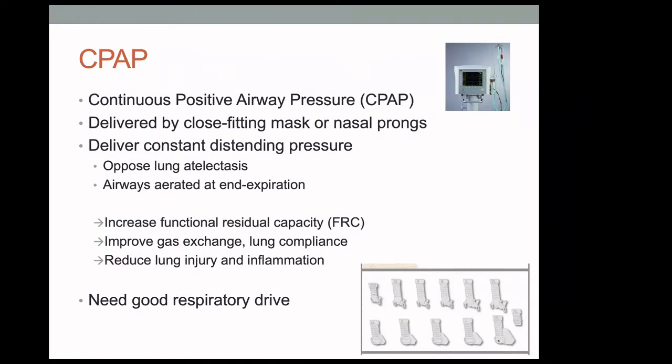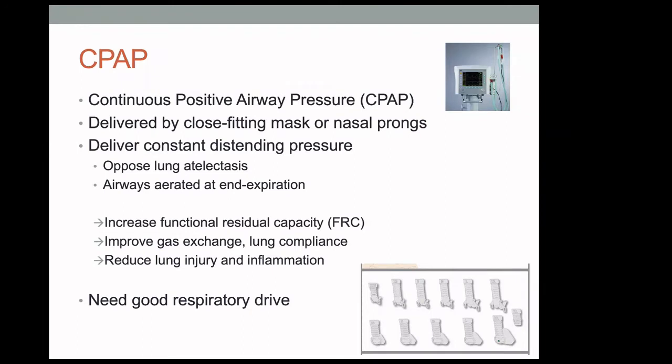So CPAP, you've got a picture of the SOFI ventilator there, but CPAP basically stands for continuous positive airway pressure, and it's usually delivered by a close-fitting mask or nasal prongs, and you usually cycle between a mask and nasal prongs to prevent injury to the area. So basically with CPAP, you're delivering a constant distending pressure. The aim of this is mainly to prevent lung atelectasis or collapse. And the airways are basically held open at end expiration.